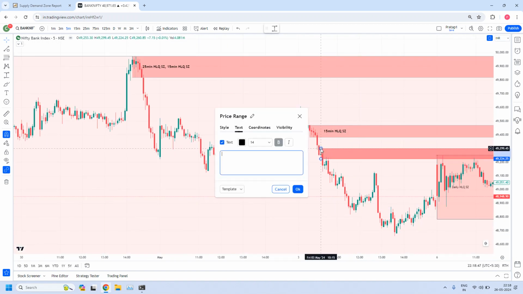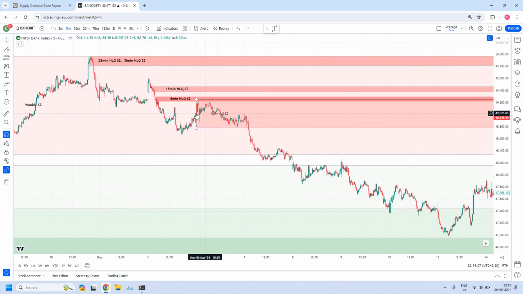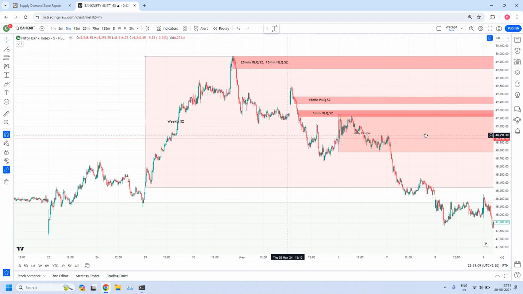So let me draw the 5 minute, let me name this zone. This is the 5 minutes high liquidity supply zone. So this is the immediately available opportunity.